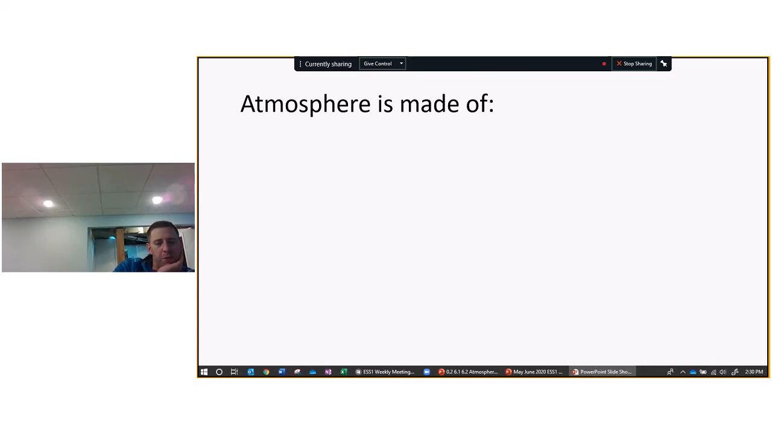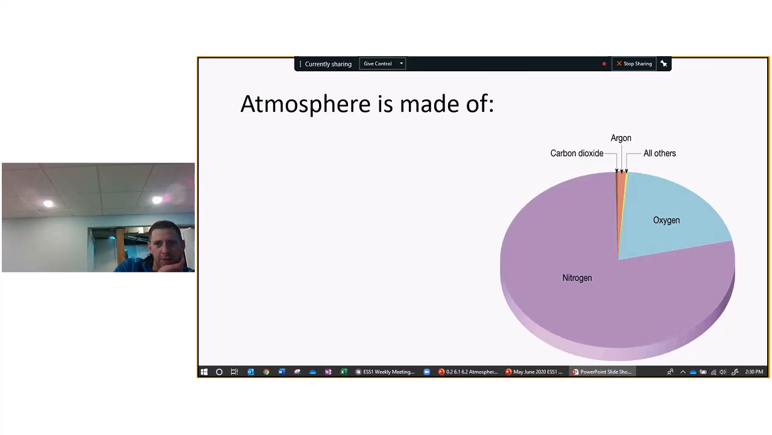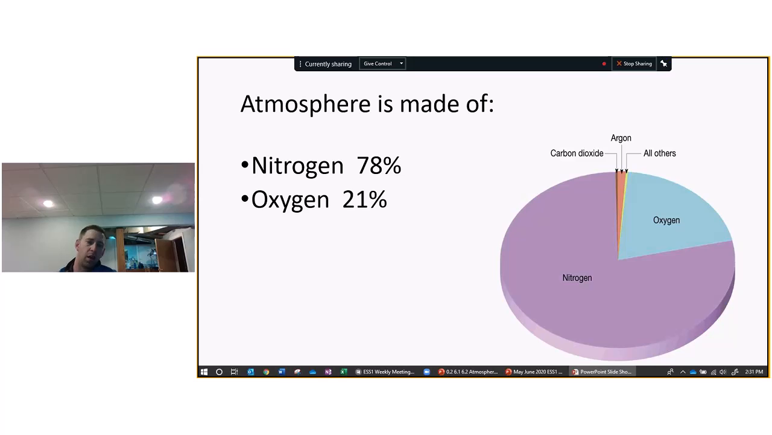Okay, so the atmosphere is made up of a bunch of different gases, and most of it is nitrogen, and nitrogen is an inert gas, meaning it really doesn't do a whole lot. It's not combustible. We don't breathe it out of the atmosphere. Remember, we need nitrogen to survive, but bacteria need to fix that nitrogen and make it usable in the soil before plants can absorb it and then animals can get it.